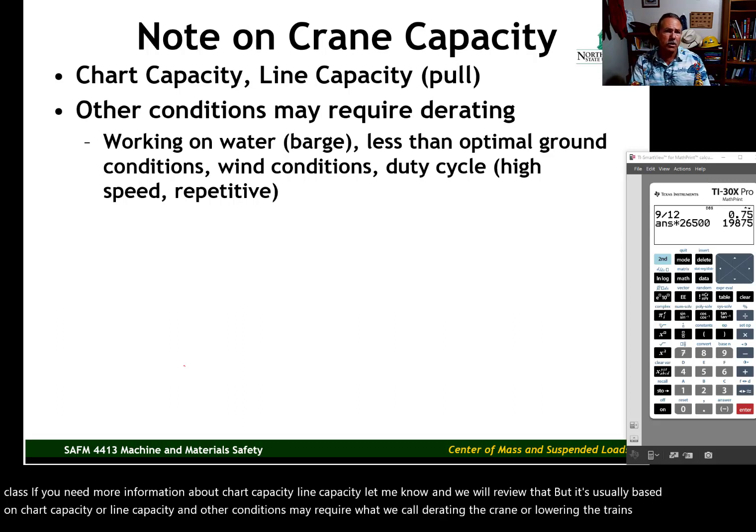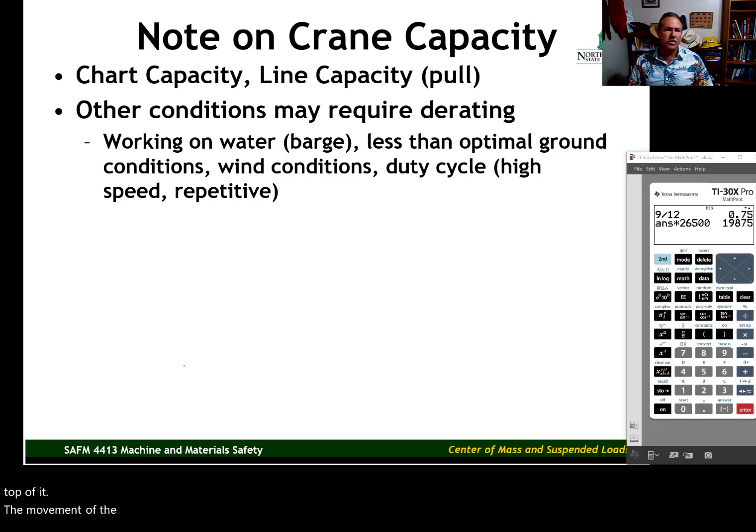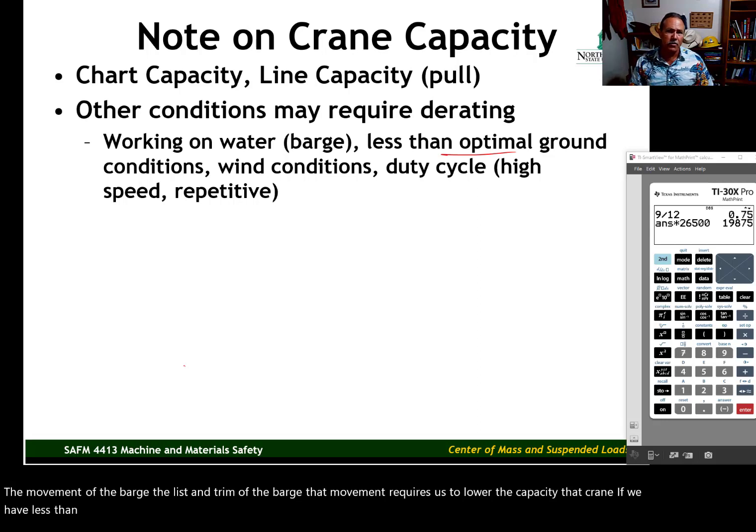If we're working on a barge, if we have a barge out in the middle of Lake Hudson and there's a crane sitting on top of it, the movement of the barge, the list and trim of the barge, requires us to lower the capacity of that crane. If we have less than optimal ground conditions and there's no way to improve those ground conditions, we need to lower the capacity of the crane. Wind conditions, or if we're doing any kind of duty cycle lifting.